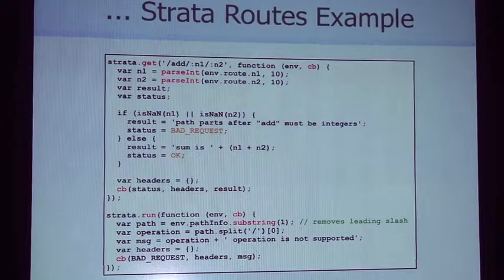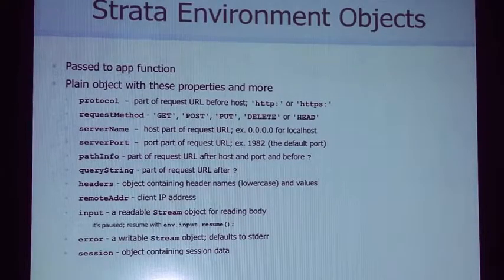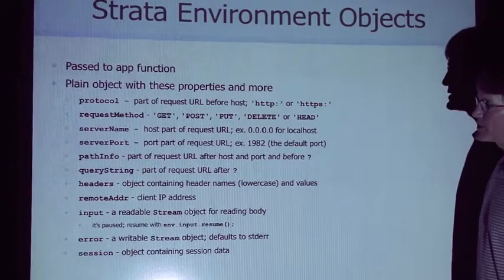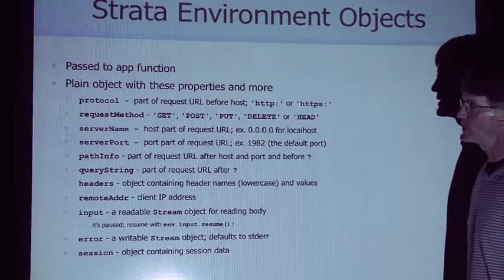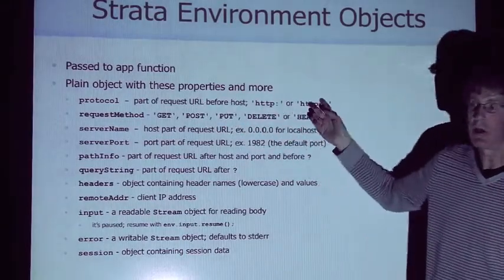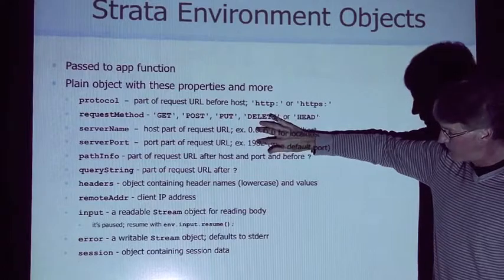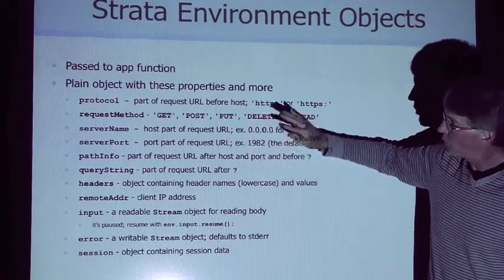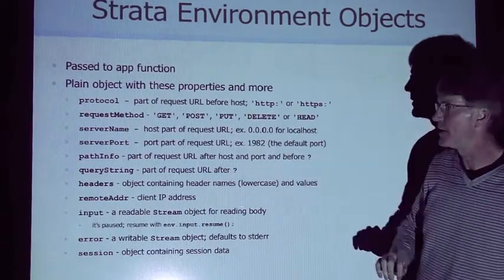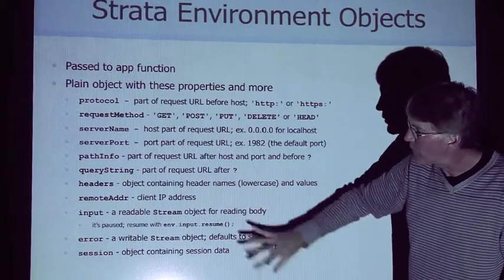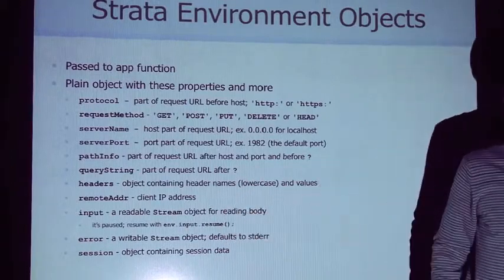So back to that environment object. This is not a complete list of the properties that are there, but it gives you a good feel for what's available. So as I said, the protocol that it was requested with, the request method, the name of the server, the port, the whole path, the query string, any headers, where did the request come from, and then an input stream and an error stream.